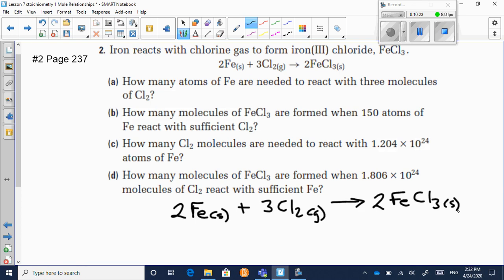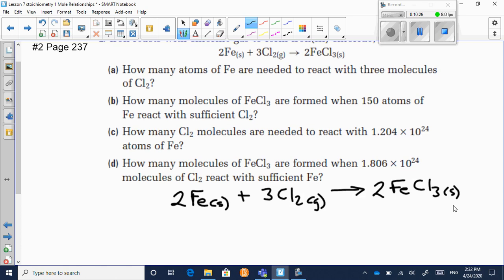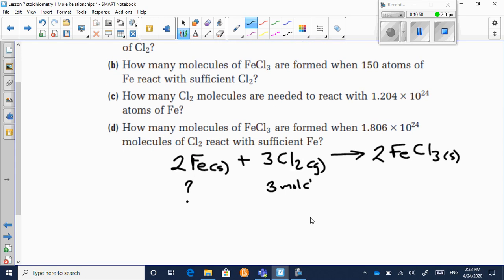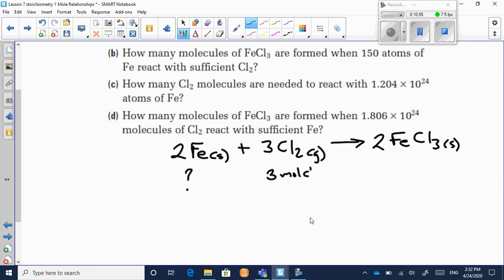Okay, so let's read the first, part A. It says, how many atoms of Fe, so I'm going to put a little question mark there, are needed to react with 3 molecules of Cl2? Okay, so look at this. We're given that we've got 3 molecules of this. How many of them are you going to need to react? All right, well, what I do is I'm going to set up a ratio. And watch this, I always go to my balanced chemical equation to set up my ratio.